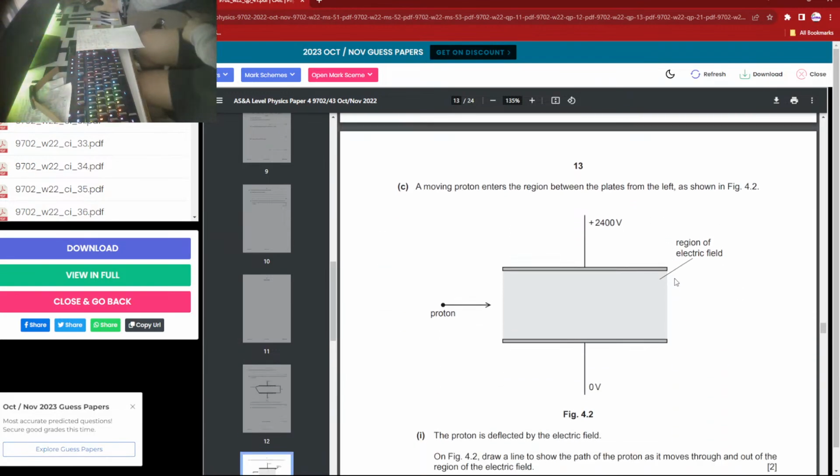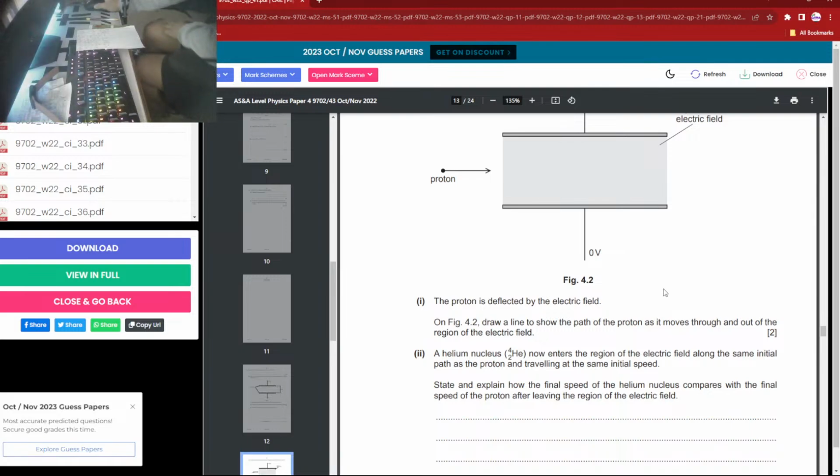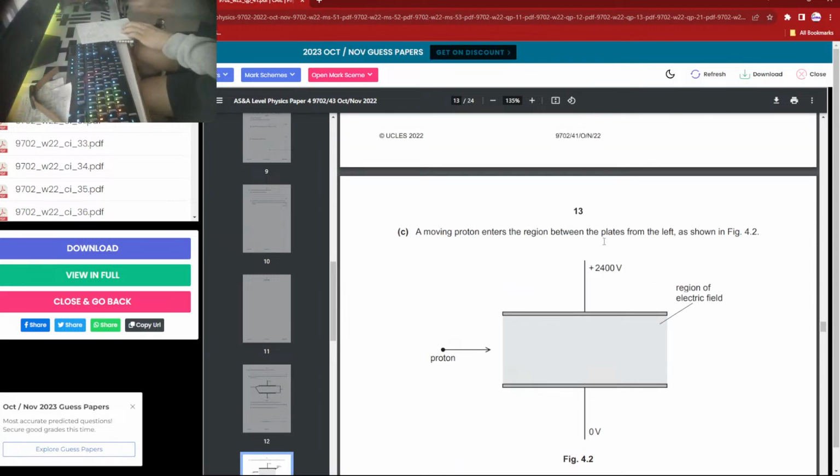A moving proton enters the region between the plates in the field. On figure 4.2, draw a line to show the path of the proton as it moves through and out of the region of the electric field. So for this one, C1, you will draw the proton entering. So as it enters, since it's a proton, positively charged, it will be moving away from the positive charge side of the region of electric field. So you'll have a deflection going down, slowly going down, and then once you exit the field, it's just a straight line down because it's going down already. So it follows the path, so it just goes straight after that.